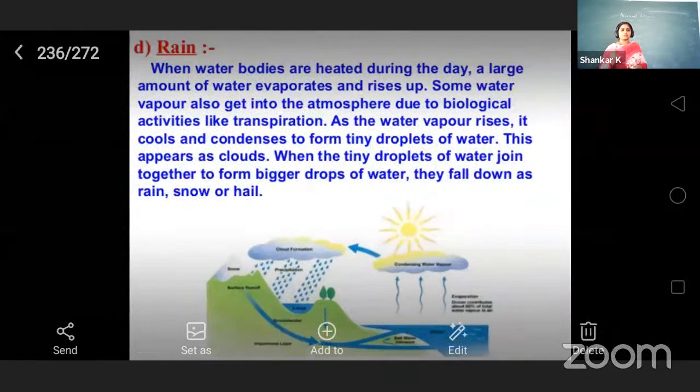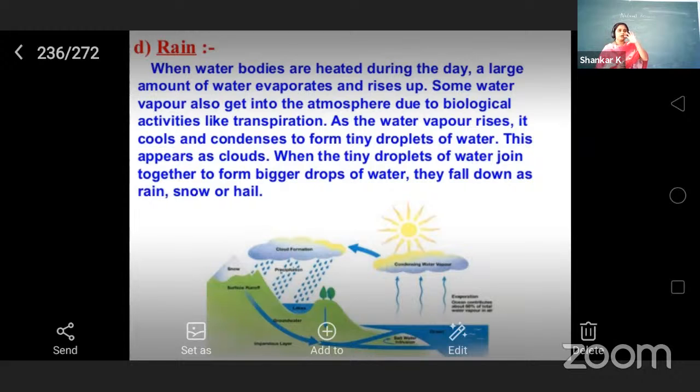And we have discussed the rain also, right? So we know the water cycle, how rain occurs, that process we have learned in the 7th, 8th standard, right? When water bodies are heated during the day, a large amount of water vapor rises up. Some water vapor also gets into the atmosphere due to biological activities like transpiration. As the water vapor rises, it cools and condenses to form tiny droplets of water.